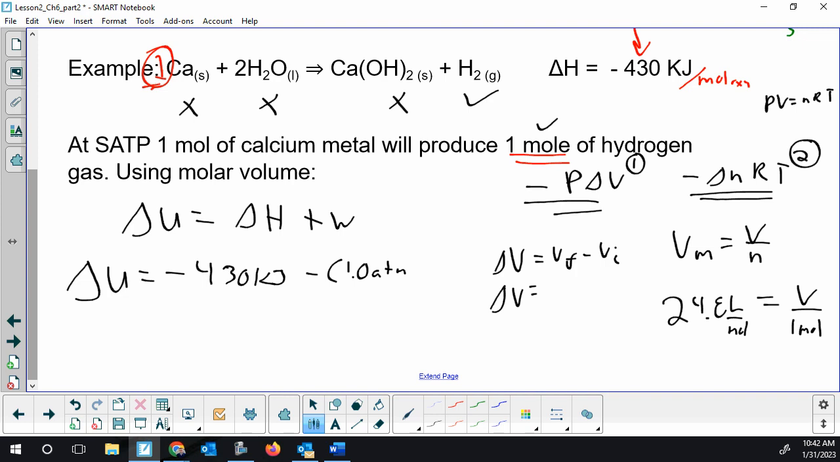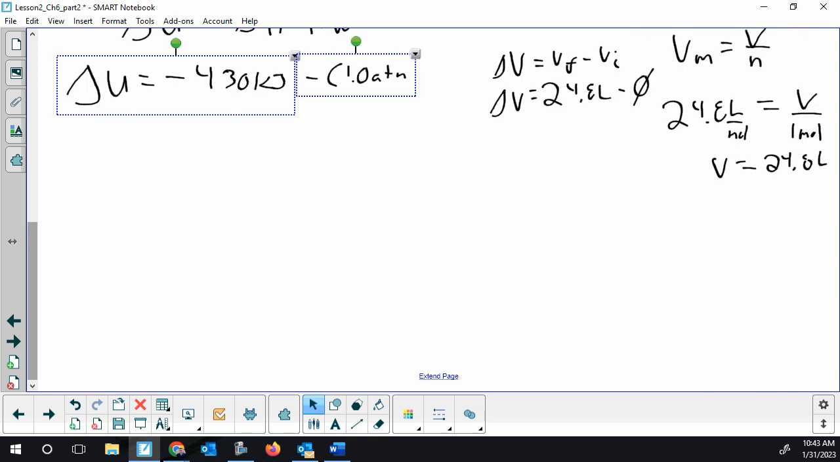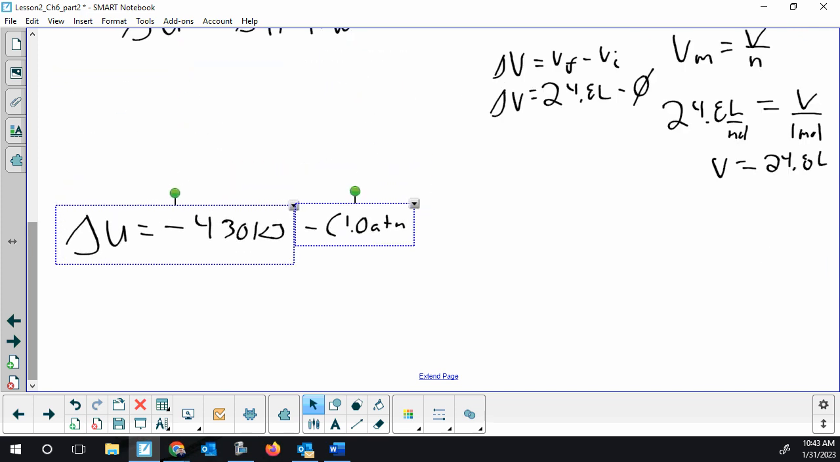So the volume is 24.8 liters. If I cross multiply and multiply by 1, it's 24.8 liters per mole times 1. So I'm skipping rearranging that. So the final volume is 24.8 liters. The initial volume of hydrogen is 0. There's no gas at the beginning. So I just need a little room to finish this because we got some unit conversions to worry about.